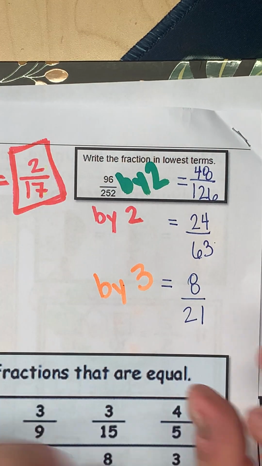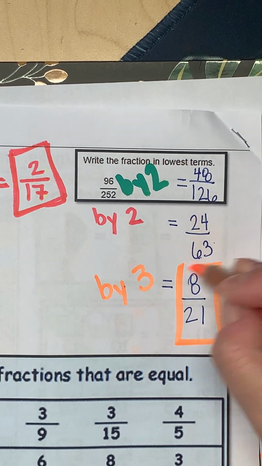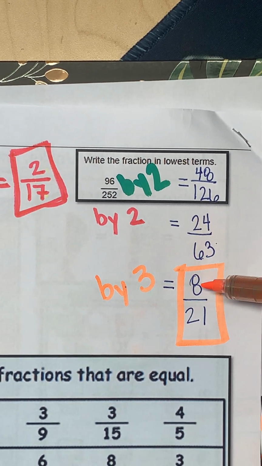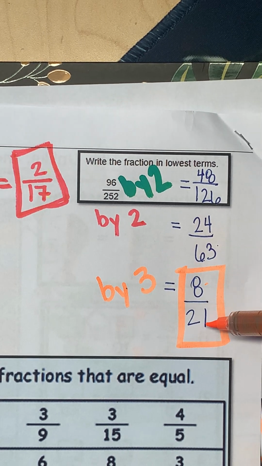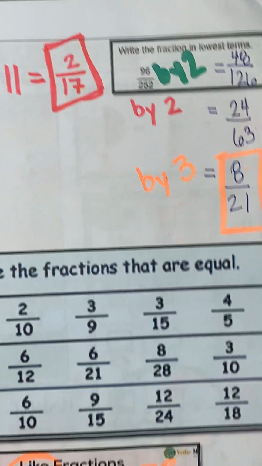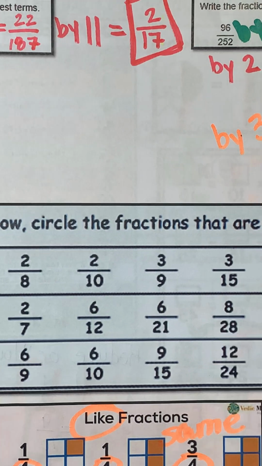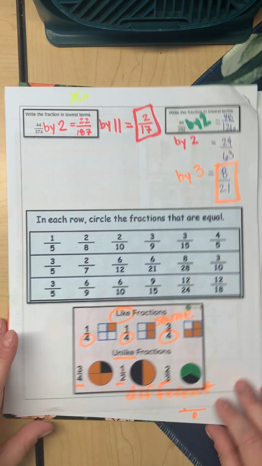And then you ask yourself, okay, is there anything else in common? Well, the only things that divide into 8 are 4s and 2s. And that never goes into 21, because 21's odd. So you're done with that problem. Yay. Okay. This next one says, in each row, circle the fractions that are equal.